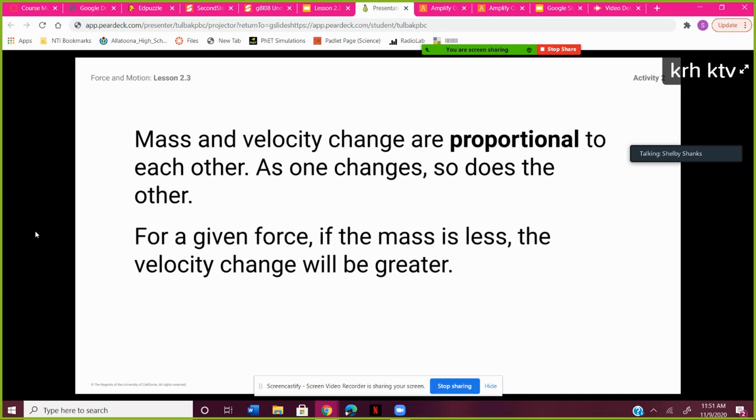That means that the object can start moving, stop moving, change direction, speed up or slow down quicker, right? If it's less massive. If it is more massive, that means the opposite. Okay, it's going to take longer for that velocity to change.